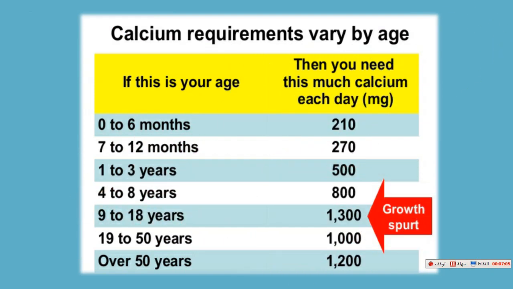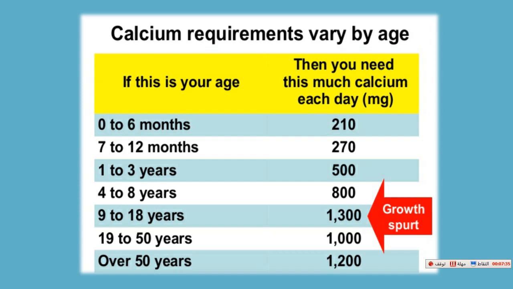So we know that calcium is the main bone-forming mineral. Evidence shows that calcium maximizes bone mass. If a person takes the adequate, required amount of calcium every day, it can maximize bone mass and reduce the bone loss that occurs with age in the future. So calcium requirement varies by age.